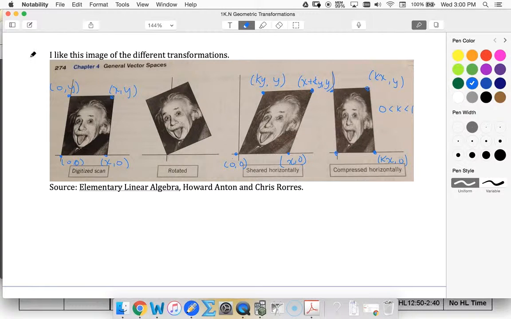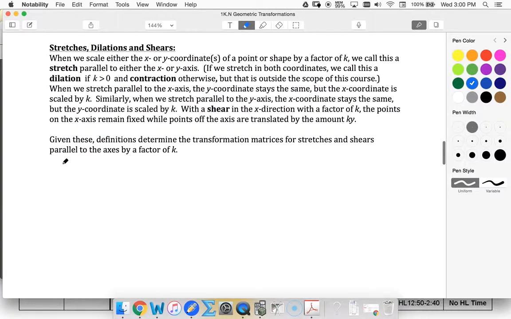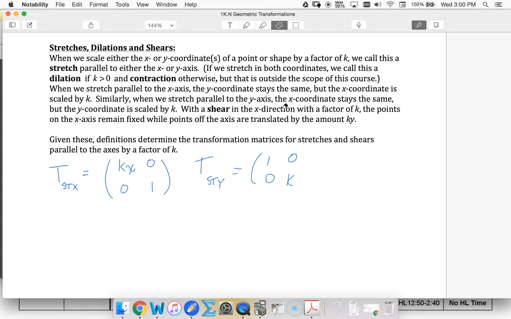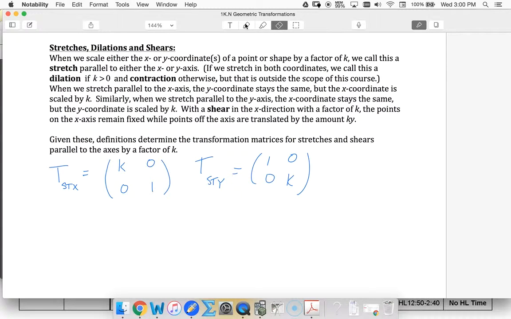So based on this knowledge, we can come up and make our transformation matrices. So our transformation for a stretch, I'll call that ST, parallel to the x-axis. So if we're stretching parallel to the x-axis, that means our x values are scaled by k, and our y values stay the same. If we're stretching parallel to y, our x values stay the same, and y gets scaled. Sorry, this would get multiplied by xy, so our x wouldn't actually be in here.